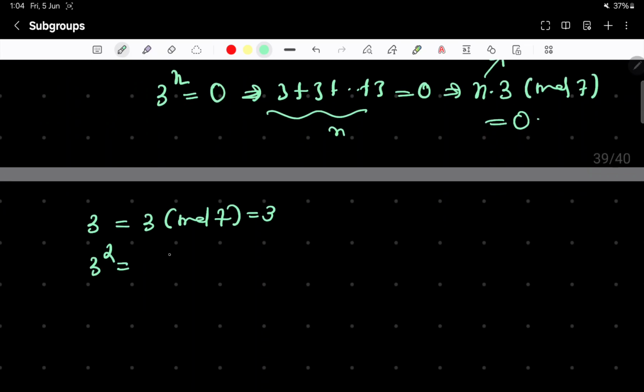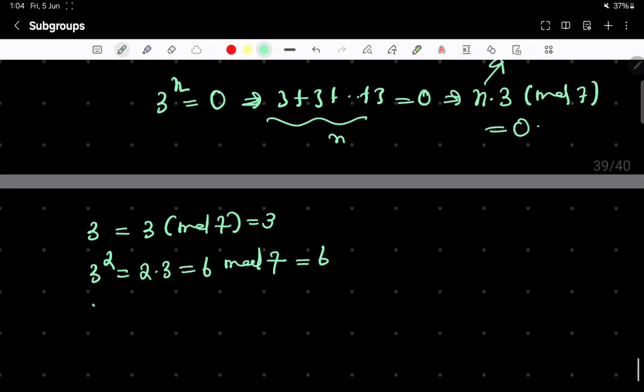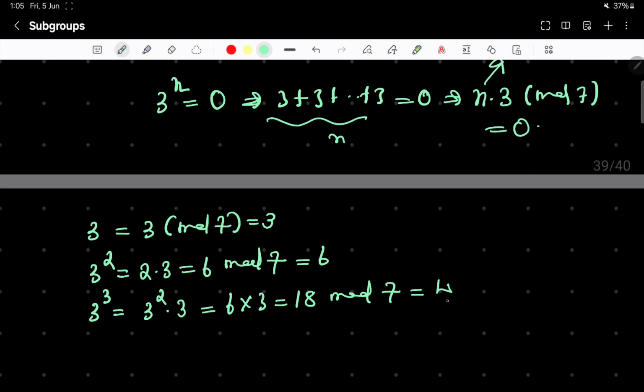So 3 squared means what? 3 raised to n is n into 3. That means 2 times 3, which is 6 mod 7. 6 mod 7 is 6 itself, right? Now 3 power 3 we will try. 3 power 3 is 3 squared times 3, so this is 6 times 3, so 18 mod 7. 18 mod 7 is 4 only.